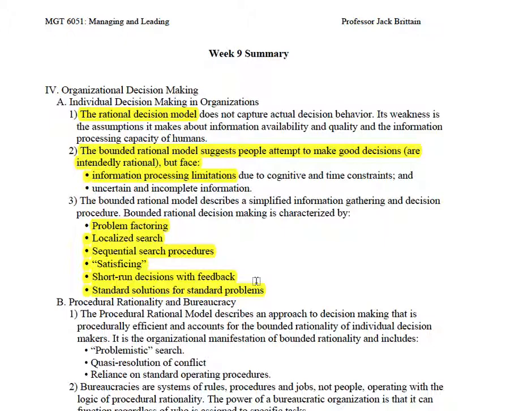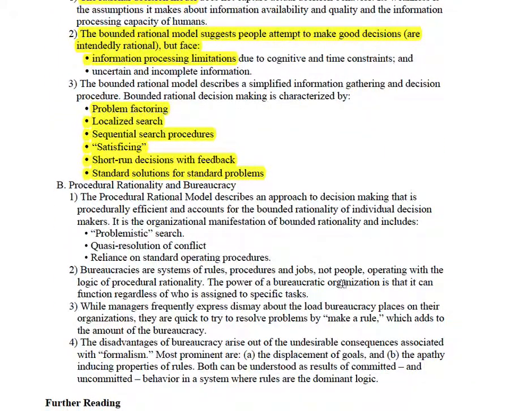We also seek to have short run decisions with feedback. What we mean by that is we avoid commitment. So we try to make temporary decisions, get feedback, make adjustments to those decisions. And then also at the core is we have many problems we face over and over again, and so we adopt these standard solutions for standard problems. And it's in that standard solutions for standard problems that we really see the core of how bounded rationality is expressed at the organizational level. And the organizational level equivalent of this is what we call procedural rationality.